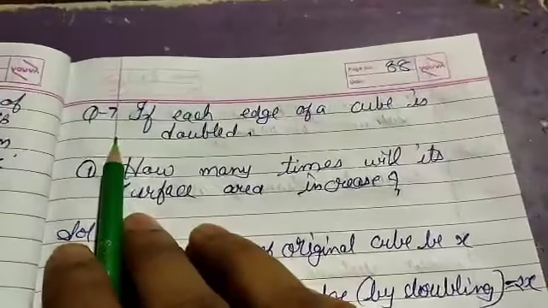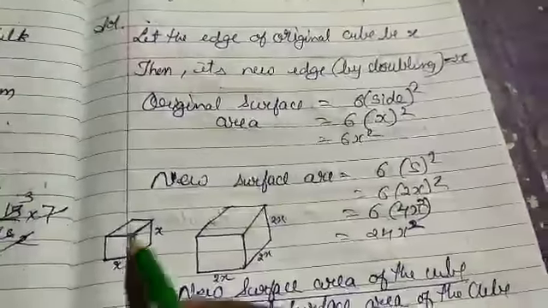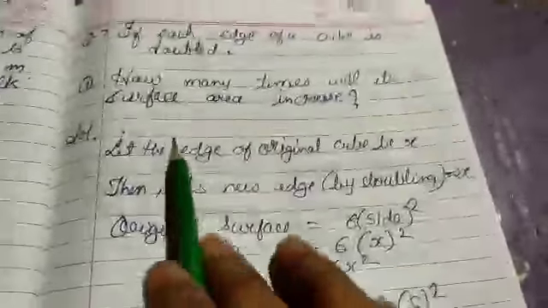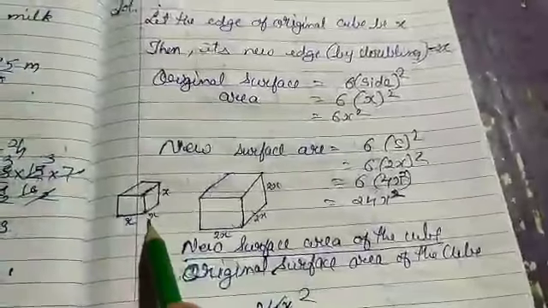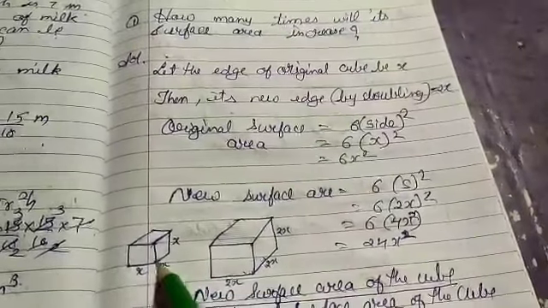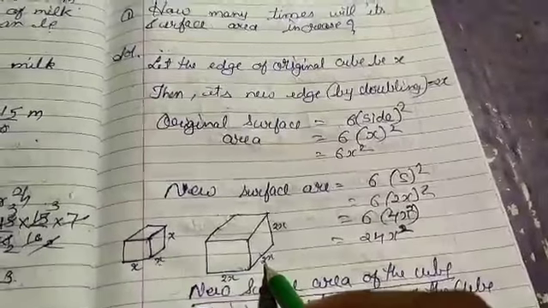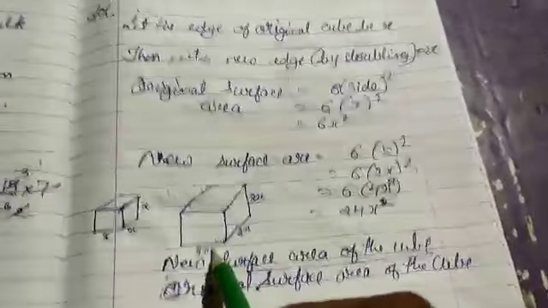Now let us see question sum number 7. If each edge of a cube is doubled, suppose we take one cube, if each edge is doubled, how many times will its surface area increase? The length of the dimension of the cube is not given, so I suppose it as x. Now if that value is doubled, how many times will its surface area increase? That is what we have to find.